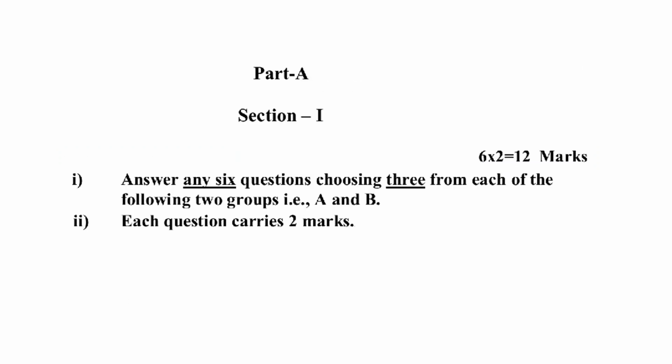Section 1: you have to answer any 6 questions, choosing 3 from each of the following groups A and B. It means section 1 has two groups, group A and group B. In group A, you are given 6 questions. You have to write only 3 out of those 6. In group B, again, you have 6 questions, but you have to write only 3. Each question carries 2 marks. It means you will be scoring 6 times 2, that is equal to 12 marks from section 1.